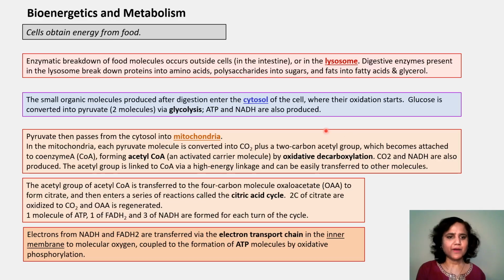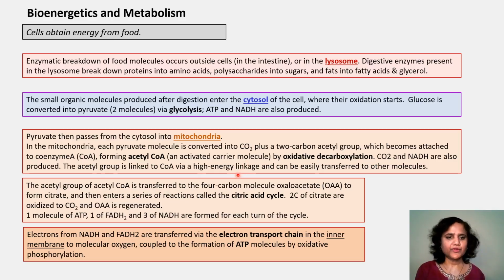Pyruvate then passes from the cytosol into mitochondria. In the mitochondria, each pyruvate molecule is converted into carbon dioxide plus a 2-carbon acetyl group, which becomes attached to coenzyme A, forming acetyl coenzyme A, which is an activated carrier molecule, by oxidative decarboxylation. So CO2 and NADH are also produced in this process.